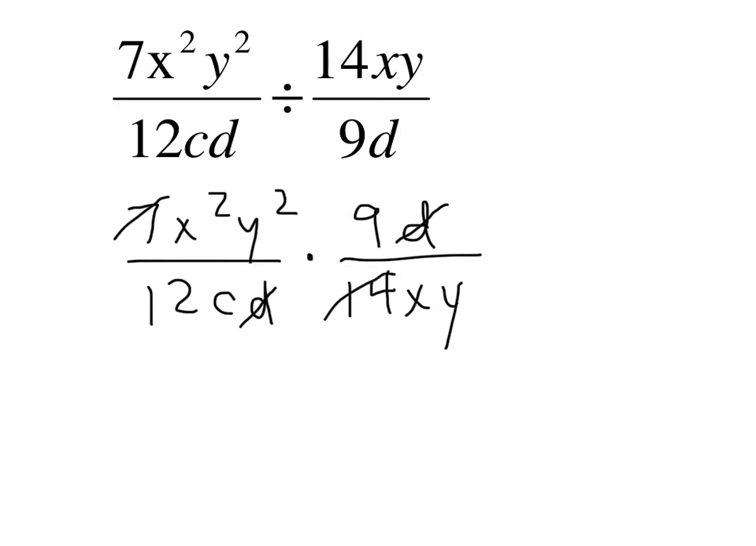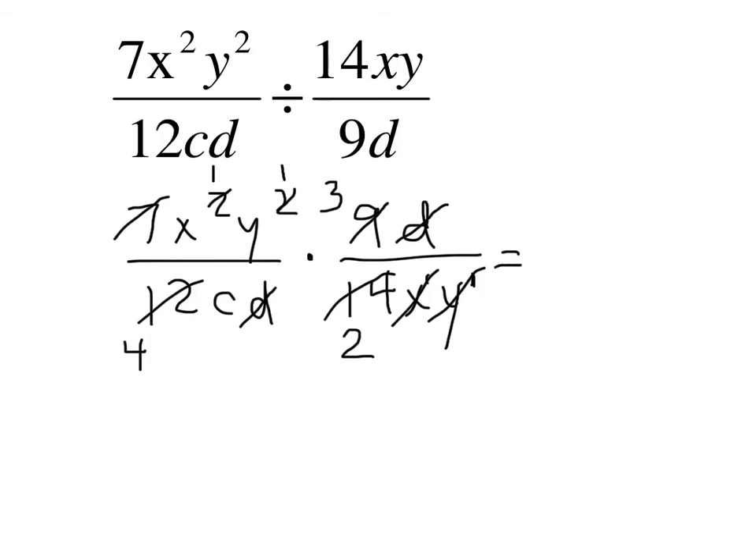7 goes into 14 2 times. 3 goes into 9 3 times, 12 4 times. What about x squared over x? You're going to subtract. This has an understood exponent of 1, so you'll cancel out that x squared, and this 2 becomes a 1. It's understood that this is y to the first power, y to the second power in the numerator. You'll take the exponents and subtract 2 minus 1, and that also gives us an exponent of 1.